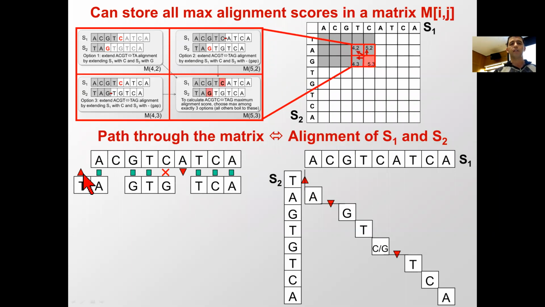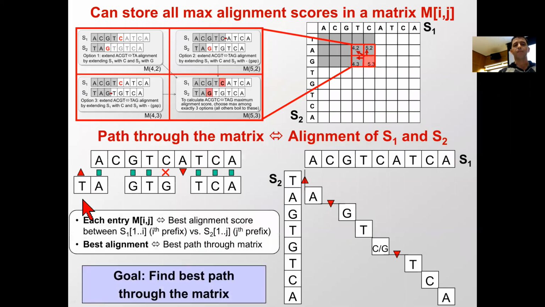So I go down, I add a T with a gap, I align the A to the A, I go this way, I add a C, but no other character in the other sequence. And then I go this way, I add a G and a T and a mismatch between G and C. That's a mutation. And then I add a gap in one sequence and an A in the other sequence. And then TCA. Okay? So we basically have every entry in this M(i,j) matrix corresponding to the best alignment score between the ith prefix of S1 and the jth prefix of S2. And the best alignment is simply the best path through the matrix that gives me that maximum score that I get at the bottom right. Okay?